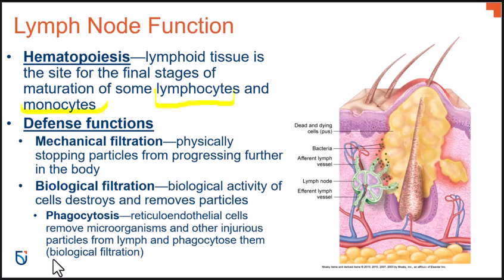Lymph nodes physically stop particles from progressing farther in the body. And this is through a process called mechanical filtration. Because lymph nodes also make use of biological processes such as phagocytosis to destroy particles, we also get biological filtration occurring. This here is a diagram of the role that a lymph node would play in a skin infection, where you can see some bacteria are present in the tissue space, and this is showing you the infection here.